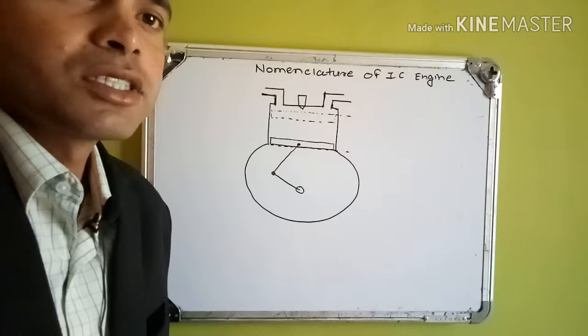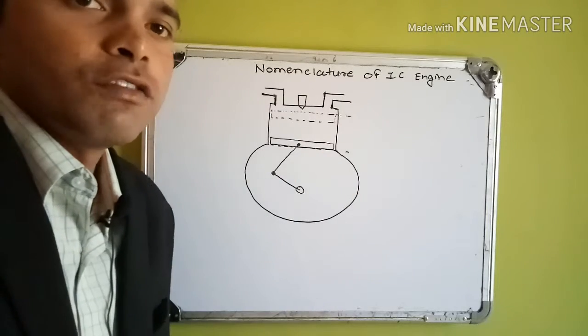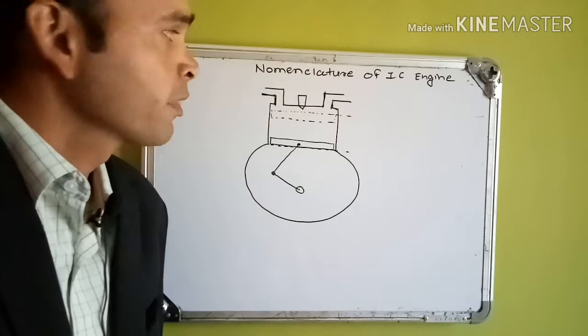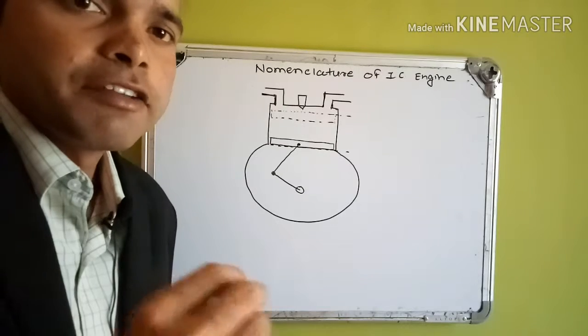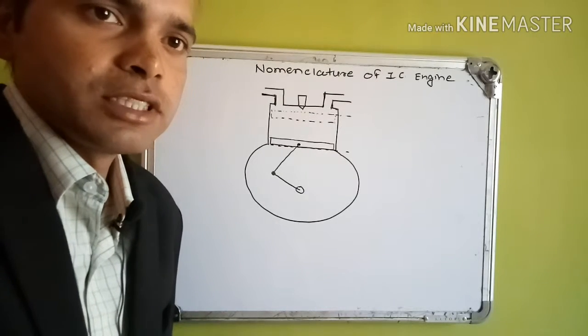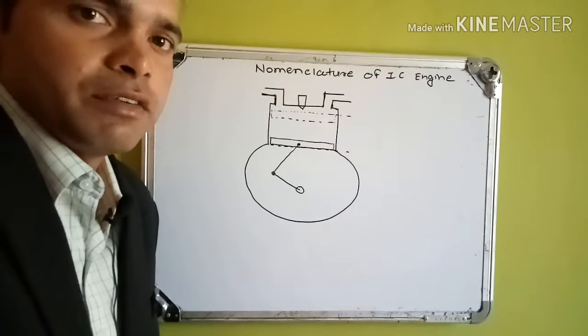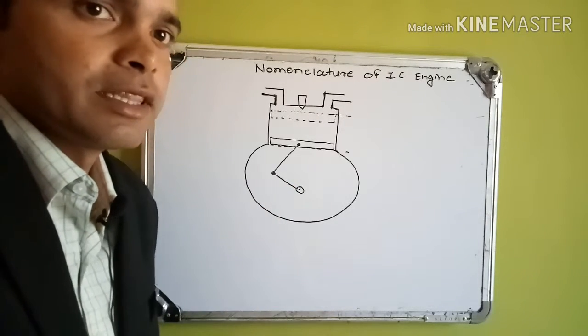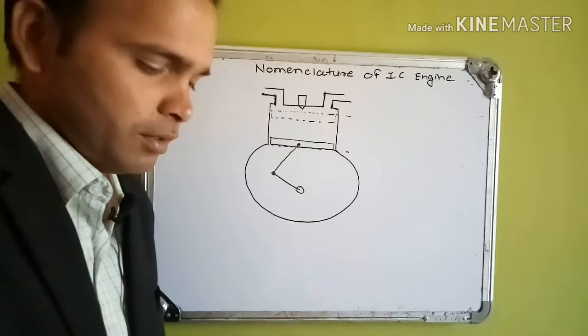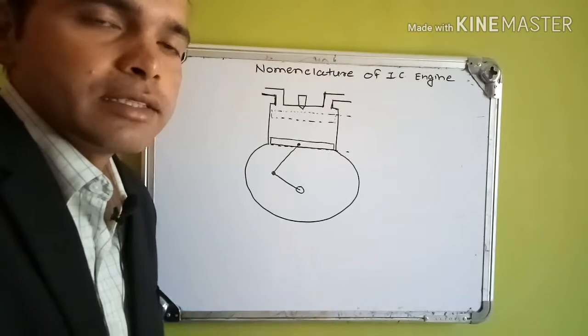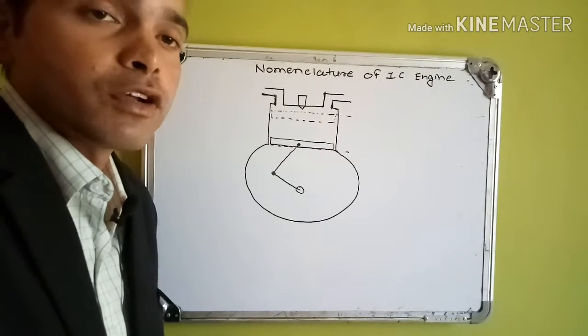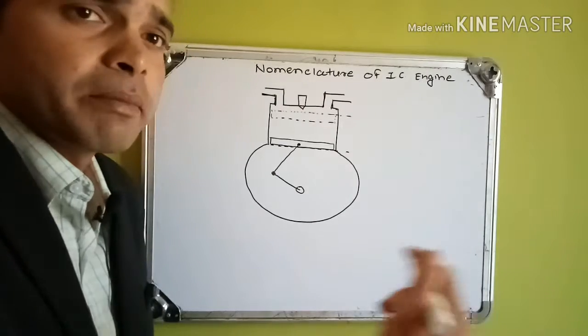Today we are going to discuss the nomenclature of the internal combustion engine. In the nomenclature there are different parameters that we have to discuss. Like in the internal combustion engine, whether petrol or diesel, there are different things which remain constant, and accordingly those parameters are important for the performance of the engine. Now, which are those parameters?